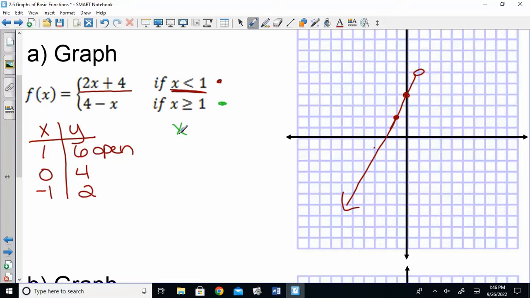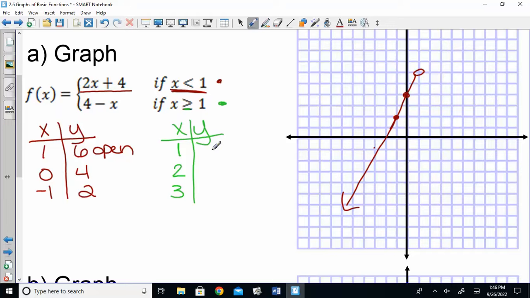So now we do the second. Still have to plug in 1. Will this also be open? This time it had an equal to, so it'll be closed. And then I need things greater than 1, so maybe a 2 and a 3.